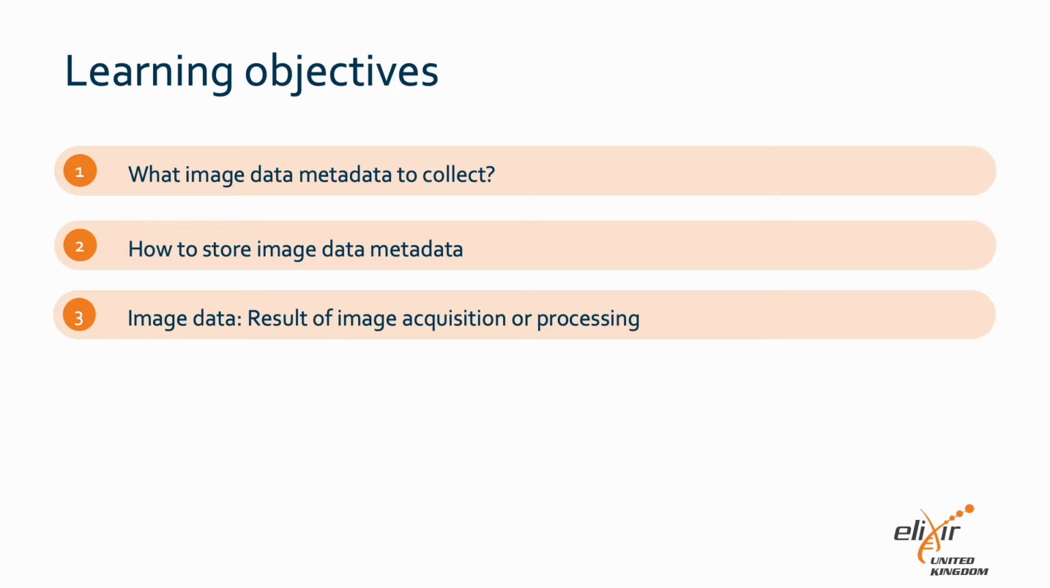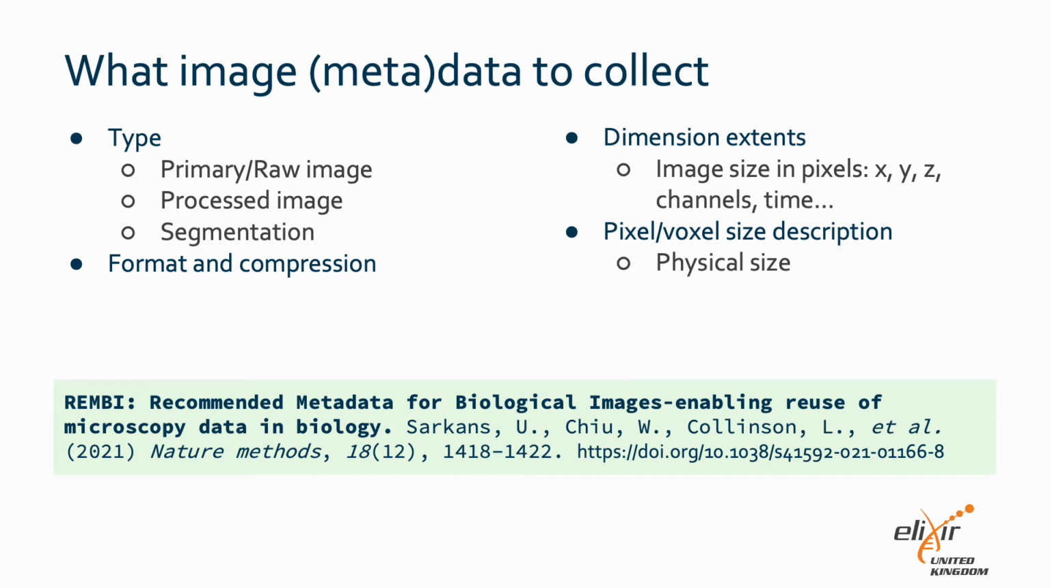to store it. Image data is the result of image acquisition or processing, so both the raw images and any images produced from processing steps are considered. Firstly, you need to say what type of image files you have. They could be the primary or raw images. They could also be processed images, perhaps the raw images after some filtering or cleanup steps. Additionally, images could be binary files showing the resulting segmentation.